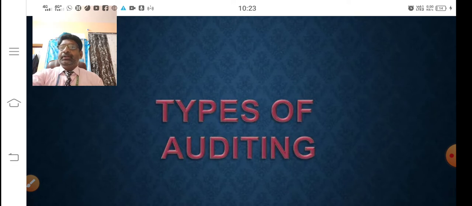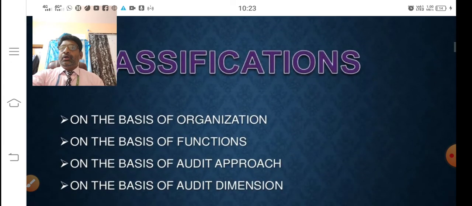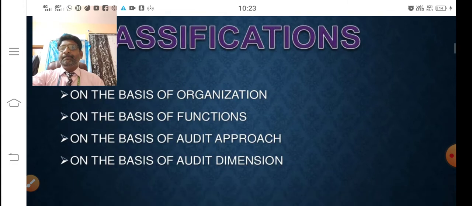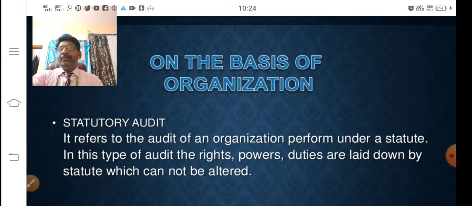On the basis of organization, on the basis of functions, on the basis of audit approach, on the basis of audit dimensions. This can be classified on the basis of different methods. First one, now we are going to discuss statutory audit. What is meant by statutory audit?